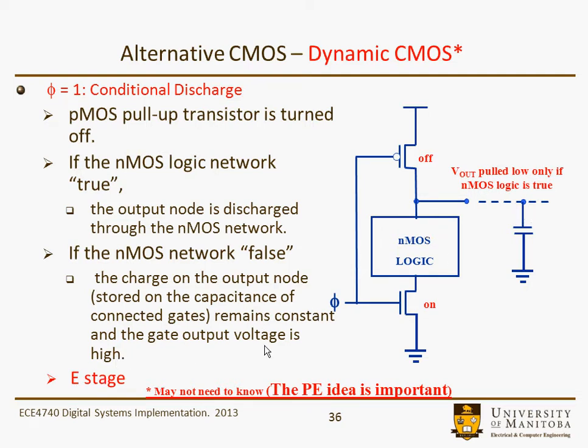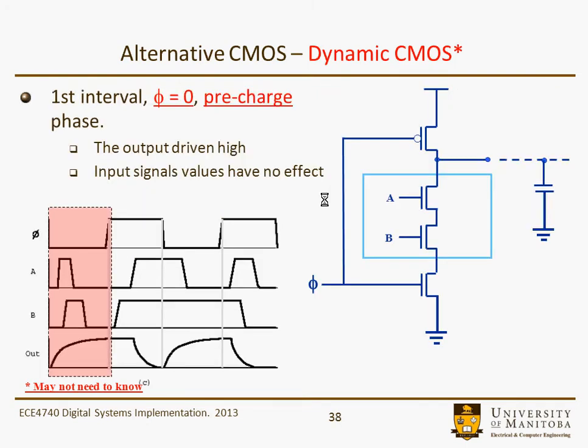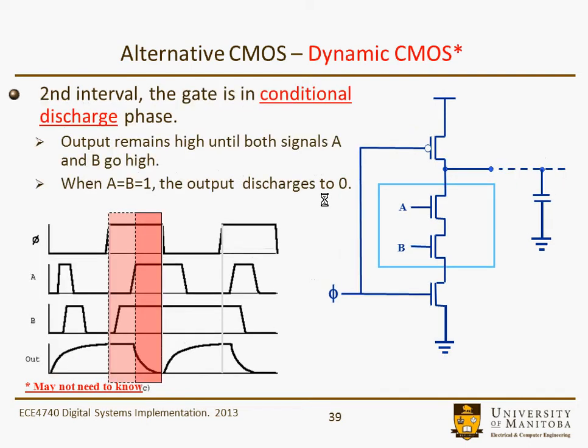Most of this you don't need to know, but this basic idea of pre-charge and evaluate is fairly common and quite important. And then there are some trade-offs here, like leakage current and whatnot that could occur. Clock frequency too slow may degrade the charge on the capacitor. And here's a simple example that shows some of the issues with these types of gates. In the first case here, we go through a pre-charge and then an evaluation phase. Everything's working as normal.